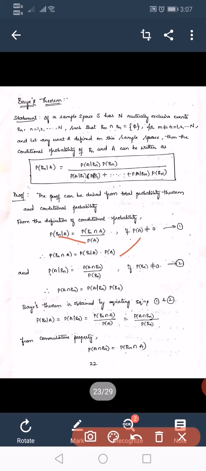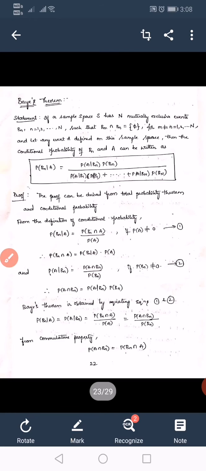Next, in the same way we consider P of A given Bn. P of A given Bn is P of A intersection Bn by P of Bn, if P of Bn is not equal to 0. So P of A intersection Bn equal to P of A given Bn into P of Bn. Okay, so this is equation number 2.